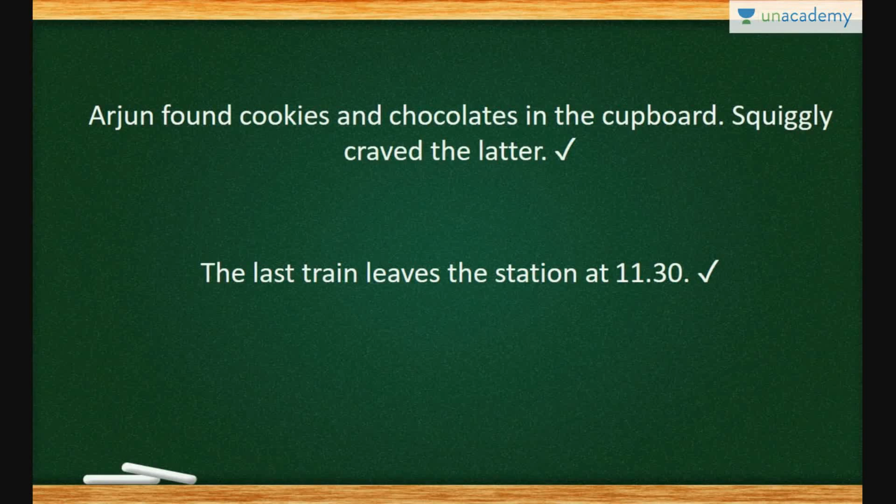A few more examples just to make the meanings of these words clear. Arjun found cookies and chocolates in the cupboard. See, two things are here, cookies and chocolates. Squiggly craved the latter. Means Squiggly wanted the chocolates. Right. The last train leaves the station at 11:30. The last train means the last in order. Means there's no train after that.